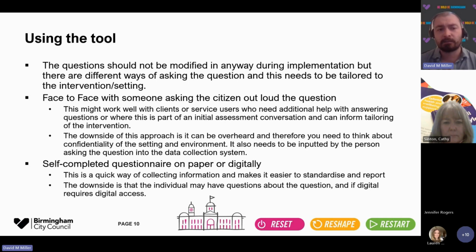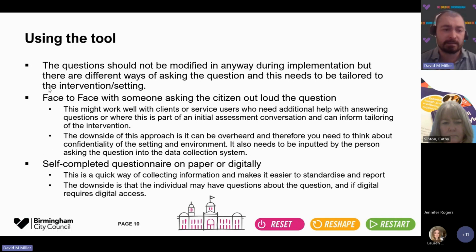One of the ways is clearly face-to-face, with someone asking the citizen the question out loud. This is probably most appropriate when you're aware someone is going to need additional support or help with answering questions, for example, if you're working with people who have a learning disability or other disabilities for that matter. The downside of this approach is that it can be overheard, and therefore you need to think about confidentiality of the setting and environment, and it will also require inputting by the person asking the question onto the data collection system.